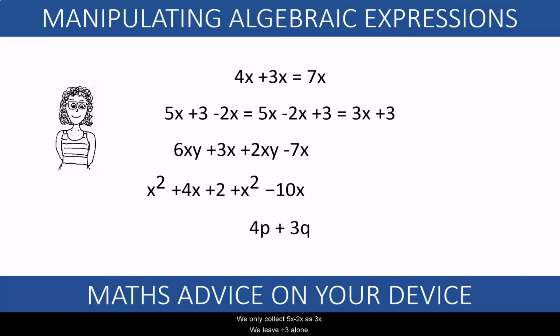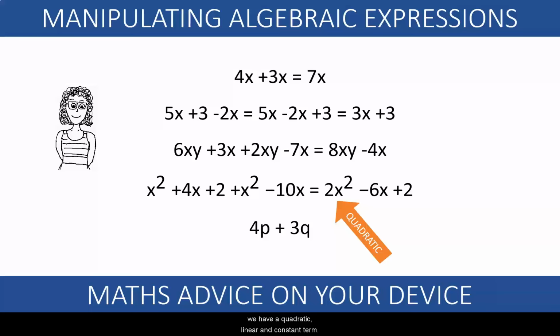Same again. 6xy plus 2xy makes 8xy. 3x minus 7x equals negative 4x. Do not simplify any further, please. In this example, we have a quadratic, a linear, and a constant term. Last example cannot be simplified any further.